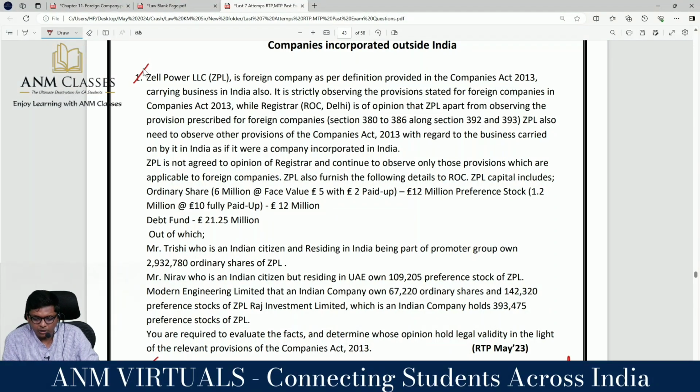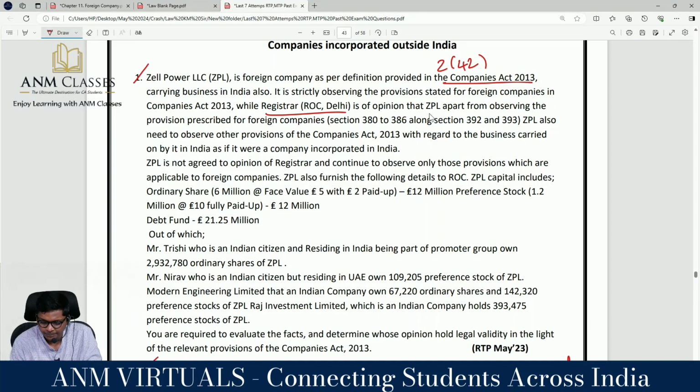Zell Power is a foreign company as per the definition provided in section 2 subsection 42. It's strictly observing the provisions stated for a foreign company, with the registrar ROC Delhi. Remember, the main registrar ROC is in Delhi, in India.